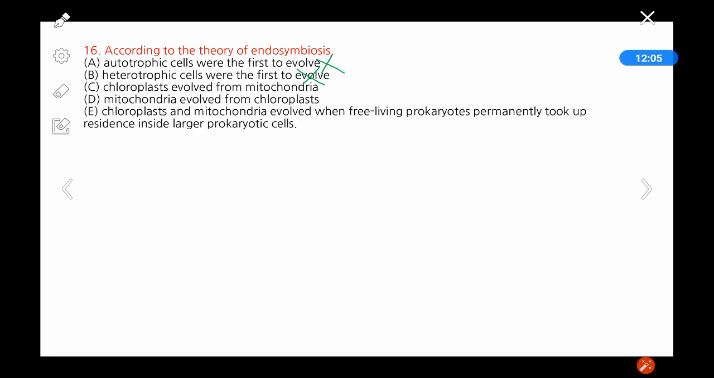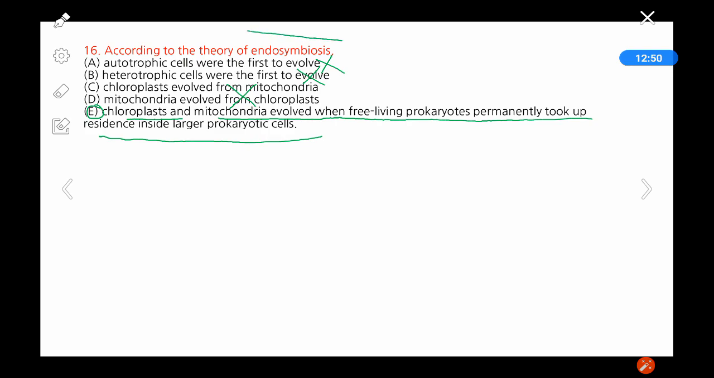Chloroplasts evolved from mitochondria, and it says mitochondria evolved from chloroplasts. They are completely not true, guys. These two organelles are different organelles, and they do not have any relation with each other. They have some characteristics that they share, but they are completely different from each other. So the answer for the question is E. Let us read it. It says chloroplasts and mitochondria evolved when free-living prokaryotes permanently took up residence inside larger prokaryotic cells.